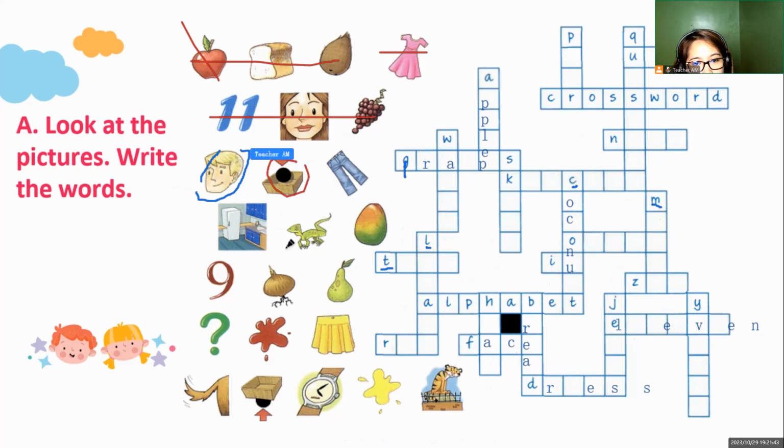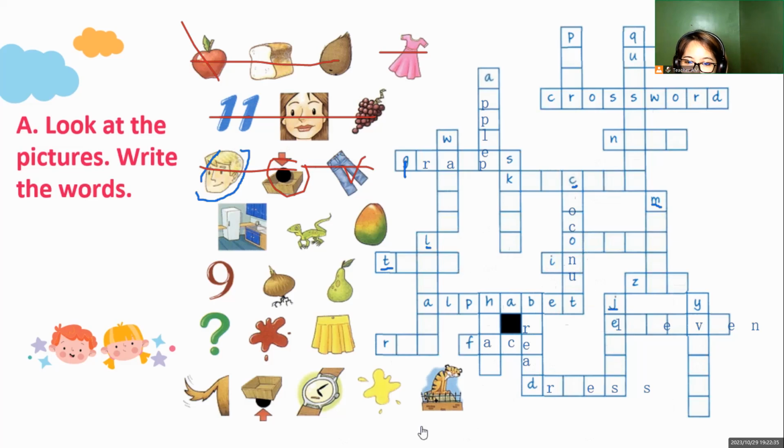Okay, how about this one? Where is the ball? It's in the box. Where can I write in? Oh, I cannot write in. Oh, it's here. In. Coconut. In. Okay. Now, what's next to in? We have jeans. Let's write jeans.